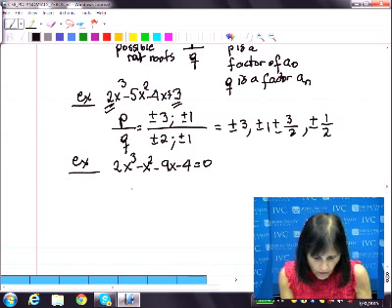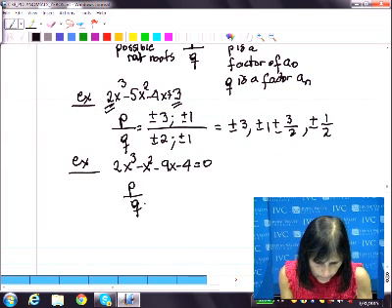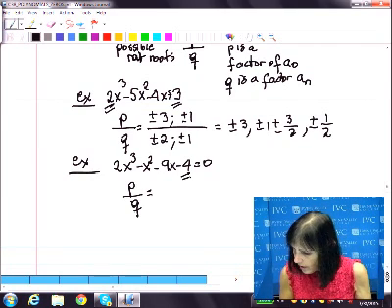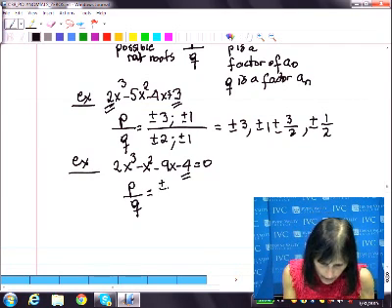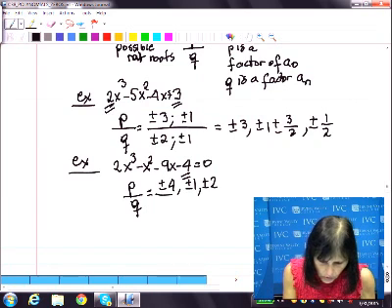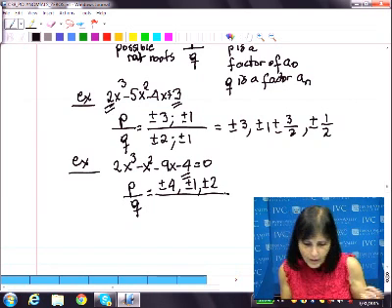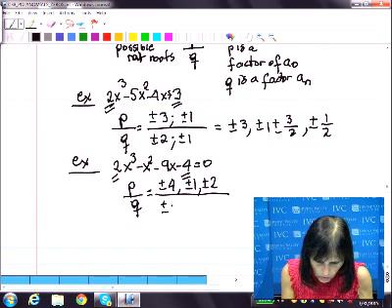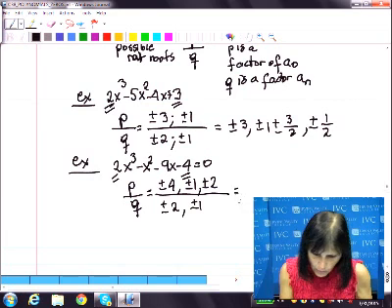So let's review p over q. P was the constant term. What is my constant term? Negative 4. So I'm going to have plus minus 4, plus minus 1. What else? Plus minus 2. That's the only way I can get to 4 with the integers. How about 2? That's going to be plus minus 2 and plus minus 1. When you list these guys, what are you going to get?